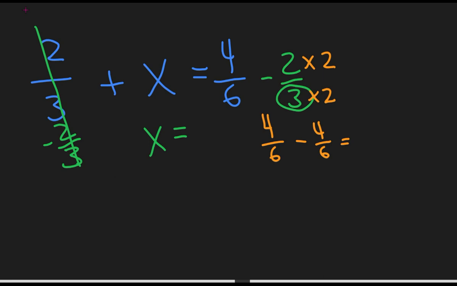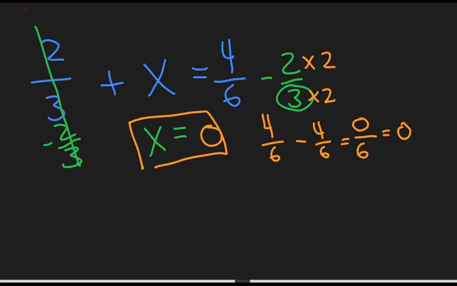When you subtract fractions, I like to grab the denominator. Okay, you don't subtract the denominators. You grab your denominator and you subtract the numerators. In this case, it's 4 minus 4 equals 0, and 0 divided by 6 is 0. X equals 0. That's interesting.